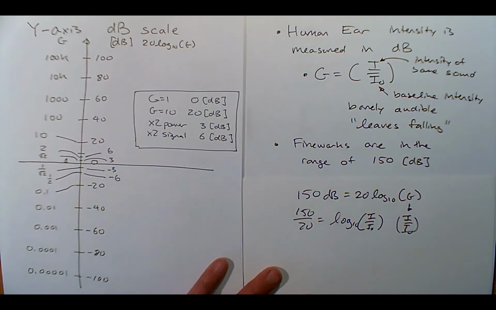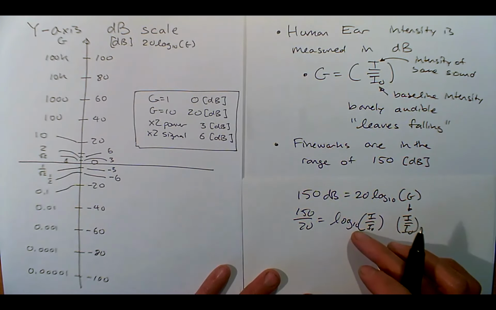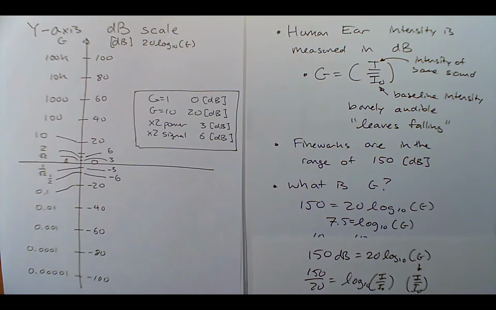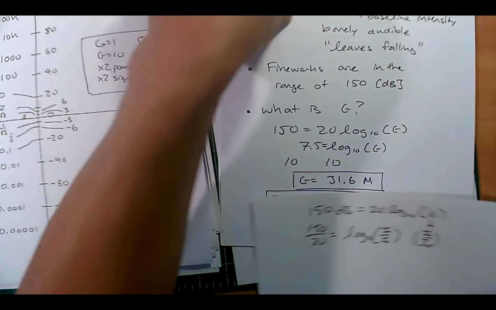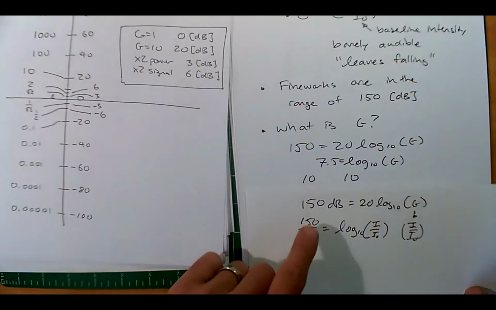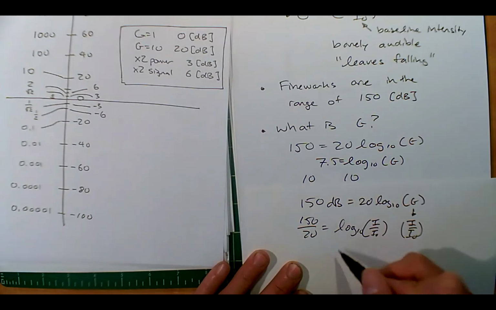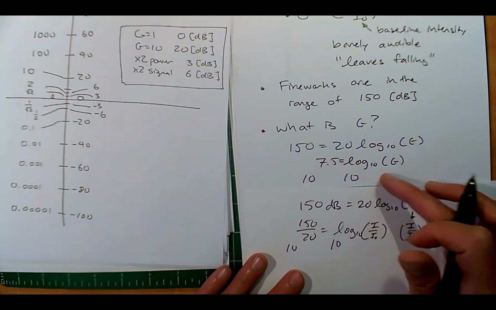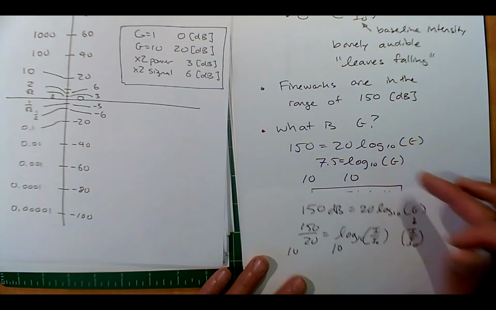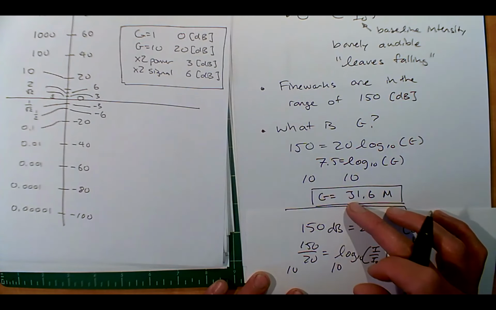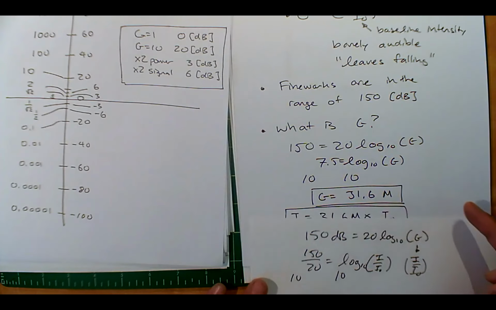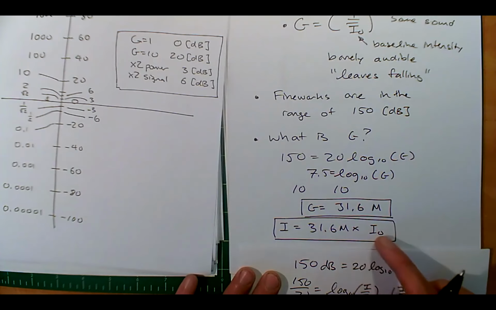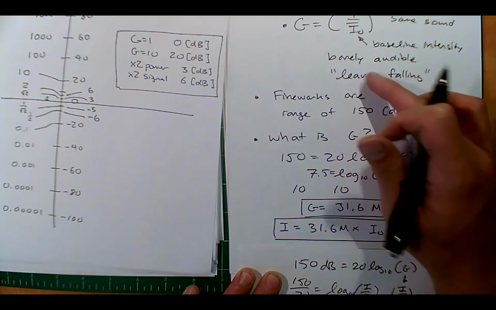Is that right? Then what do we say here? 10 to the what equals this? The nice thing is you just need to raise both sides to the 10. If I raise both sides to the 10, 10 to the 150 over 20 is 10 to the 7.5, and 10 to the log base 10 of G is just G. I get G is 31.6 million. So that means this I is 31.6 million times the sound of what's barely audible.